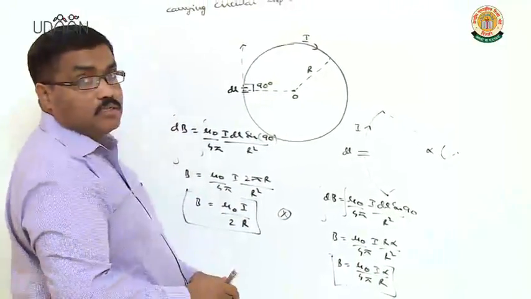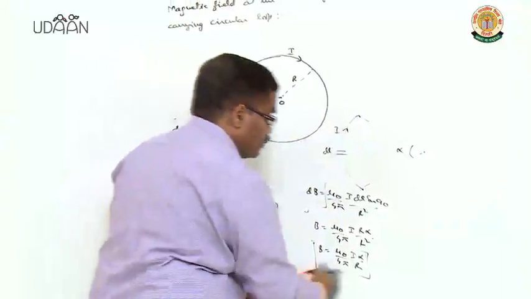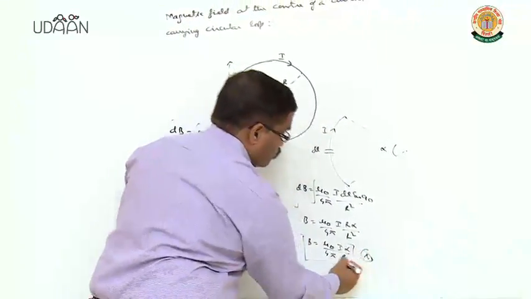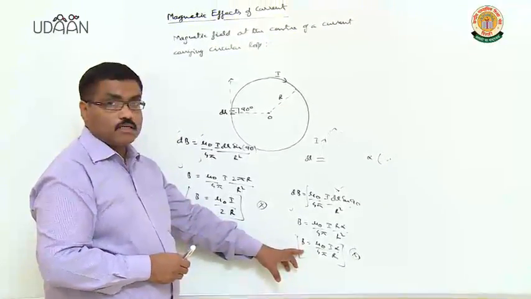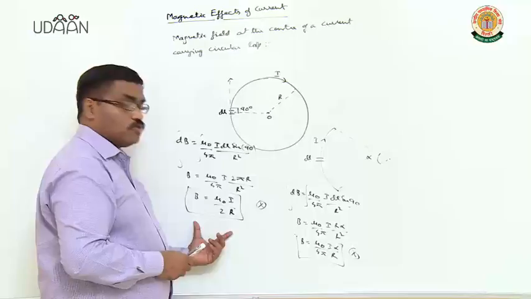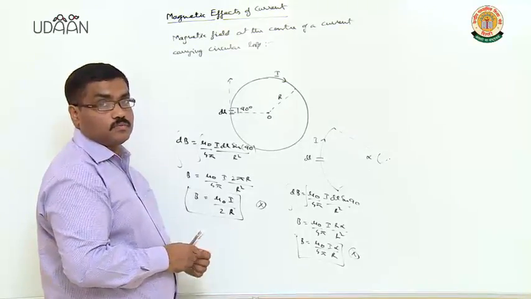Again you can check the direction of the field. The current is flowing in this direction, so the field will be acting inward. So this formula gives you the magnetic field due to a circular arc, whereas this gives you the magnetic field due to a complete circular loop at its center.